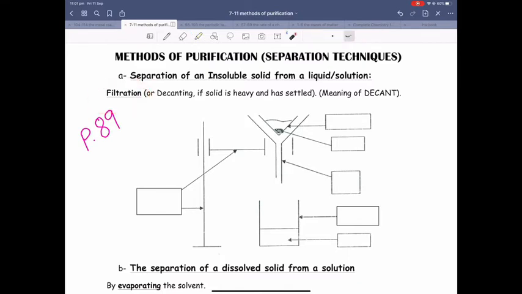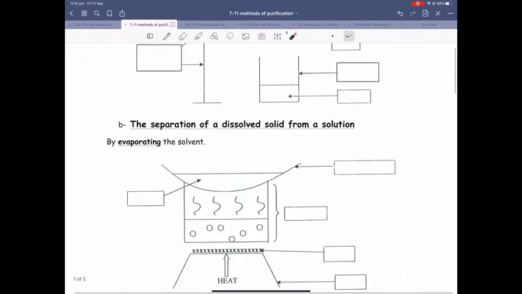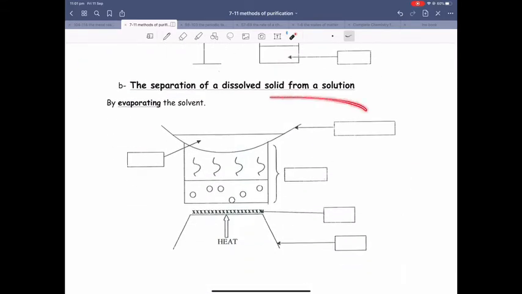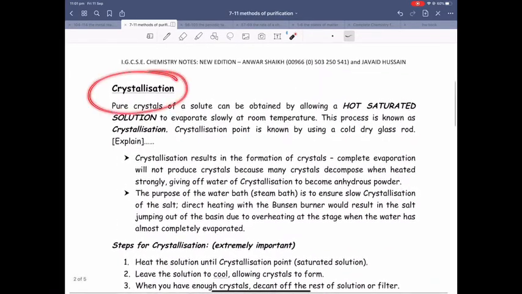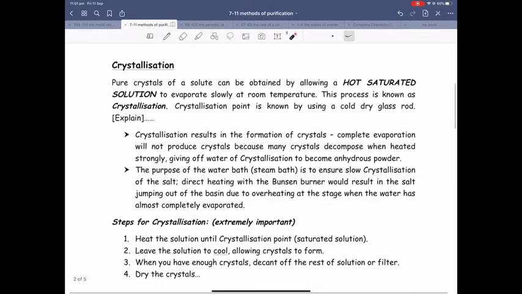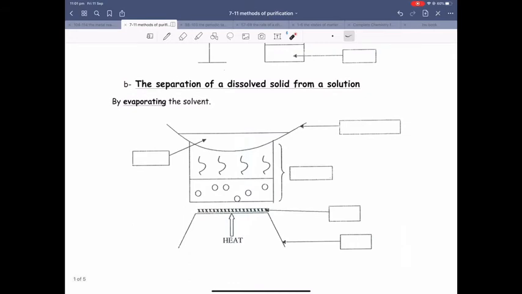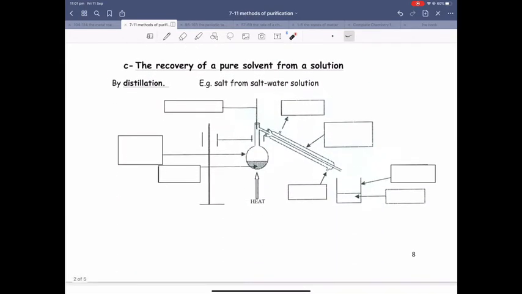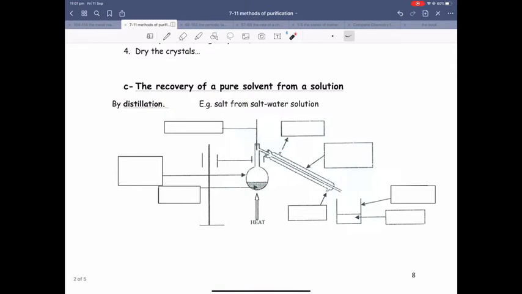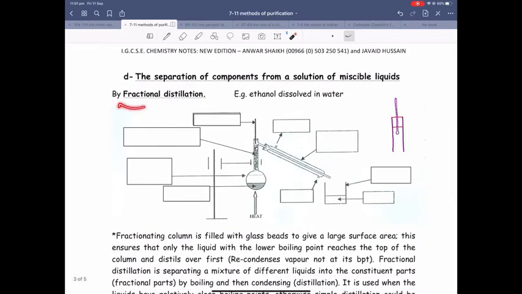So filtration is this one. Okay, and then you've got evaporation. Then on the next page you've got crystallization. We don't have a separate diagram for crystallization because it's almost identical to evaporation. It's very, very similar to the previous one of evaporation. So evaporation and crystallization are very similar. And then you've got simple distillation. And then you've got fractional distillation. And again, they look very similar, but there are important differences between them.